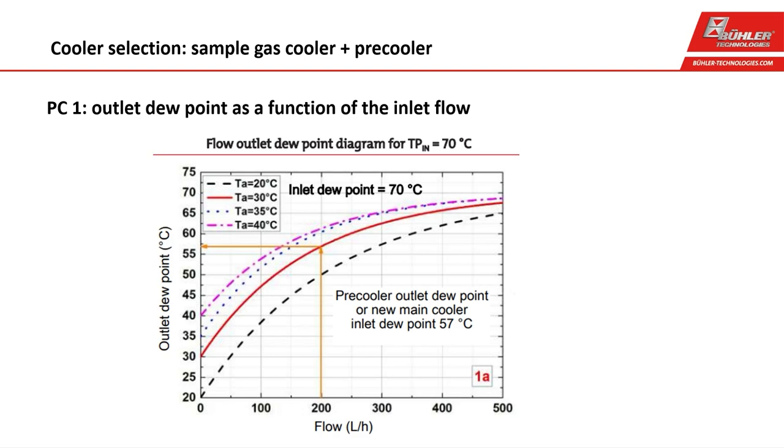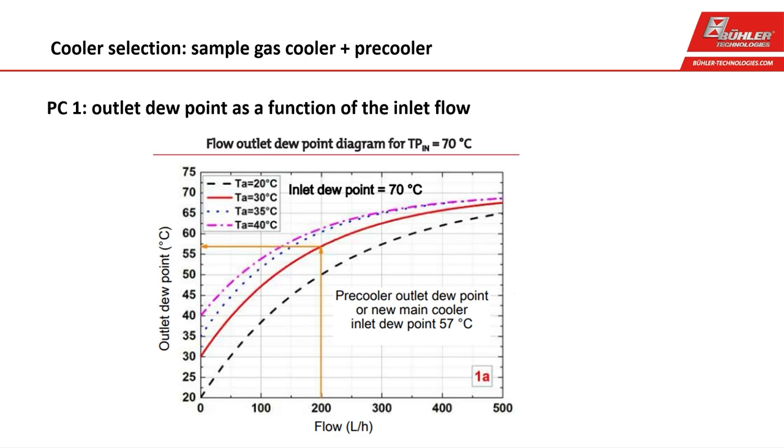The outlet dew point of the PC1 is highly dependent on the ambient temperature in which the sample gas cooler is operating. The PC1 has been tested at ambient temperatures between 20 degrees C to 40 degrees C, as shown by the four curves. With an increasing sample gas flow, the curves are flattening out, showing the decreasing capacity of the pre-cooler.